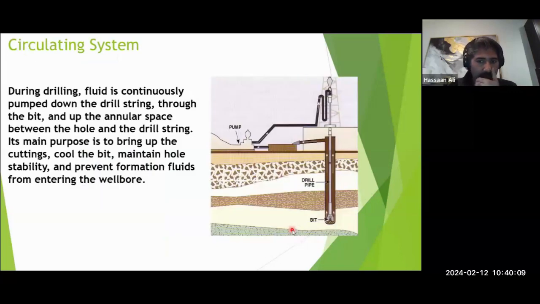And then your circulation system. We are going to discuss the circulation system in more detail in coming slides, but essentially what it is doing is injecting mud, or drilling mud, downhole. And then the drilling mud, after it is injected downhole, will come up the hole, as you can see over here, and into the circulation system, in which it is cleaned, recycled and injected back into the hole.